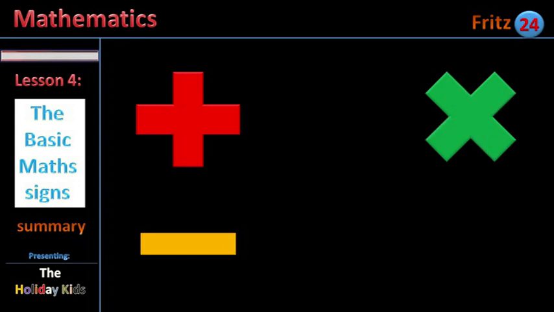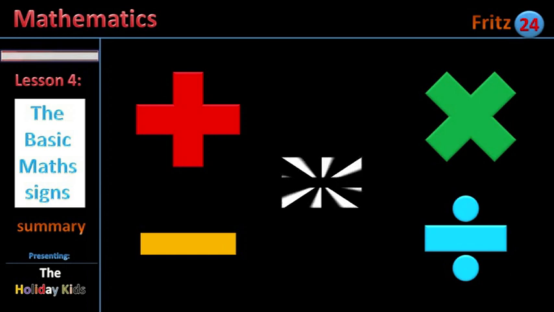Then we have the multiplication sign, like x, multiplication or times. Then we have the division sign, to divide, divided by. And finally the last one we saw was the equal to sign. So we have the plus sign, minus, the multiplication sign, the division sign, and the equal to sign.